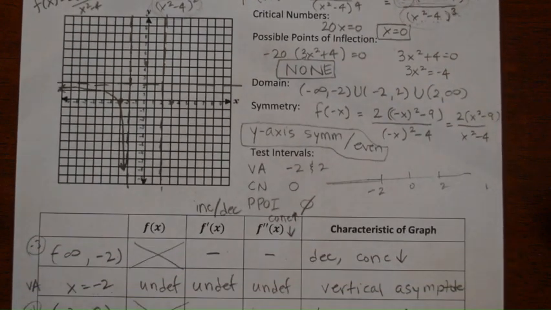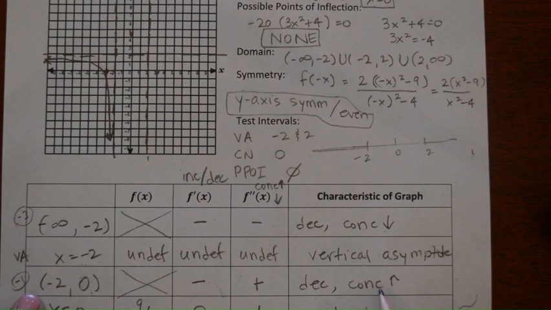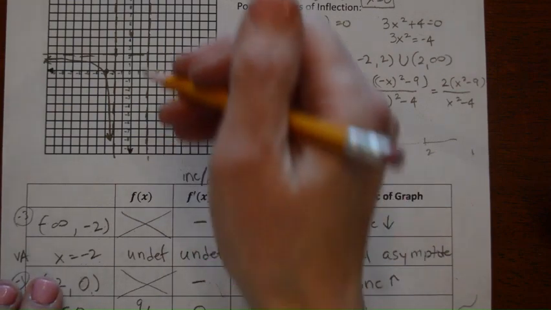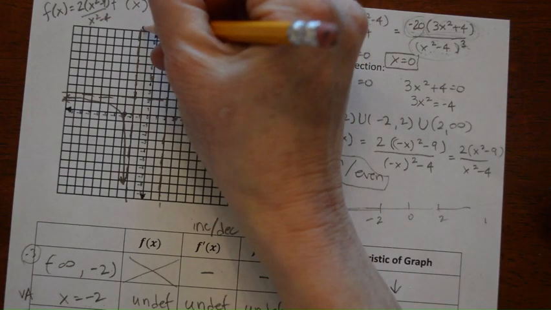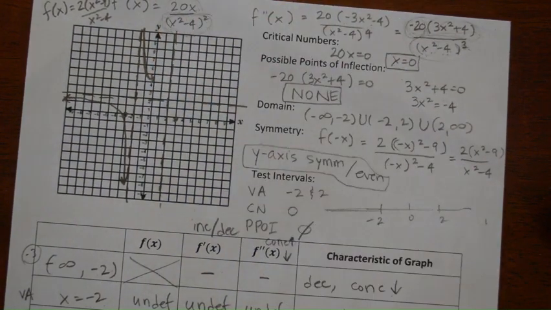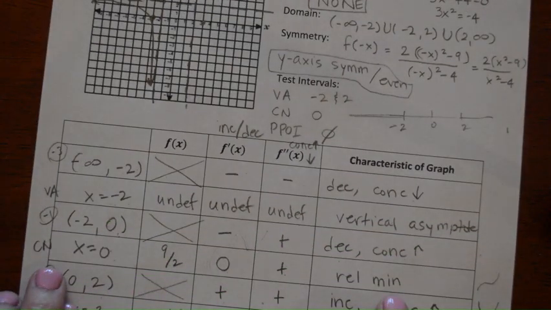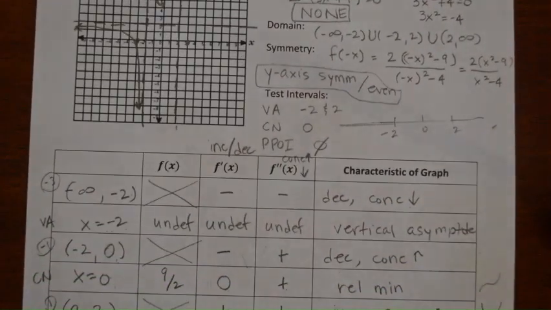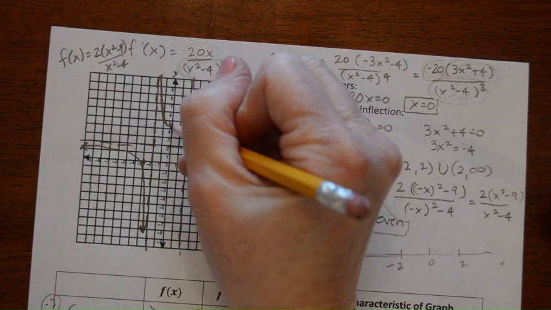Then from -2 to 0, it's decreasing but concave up. That means it's got to look like this. We also know at 0 it's a relative min, and so our tangent line has to be horizontal there. From 0 to 2, it's now increasing and concave up. Well, that would look like this.